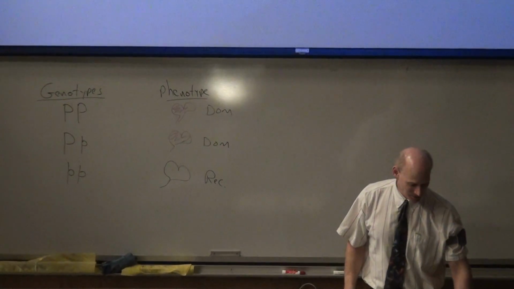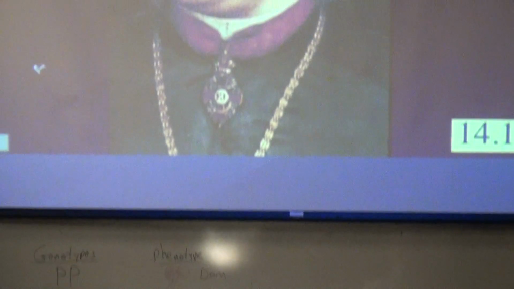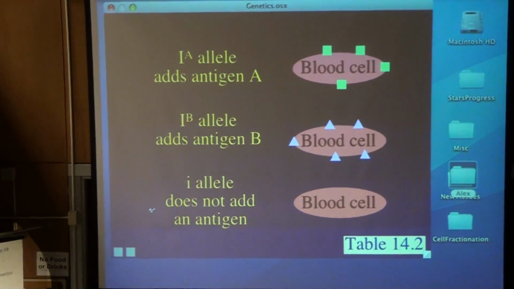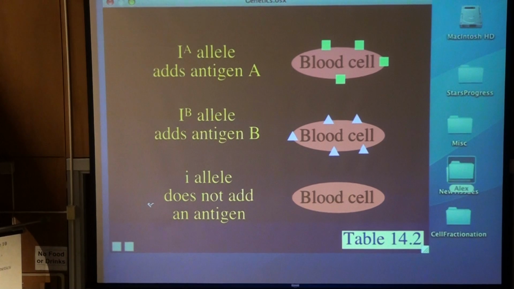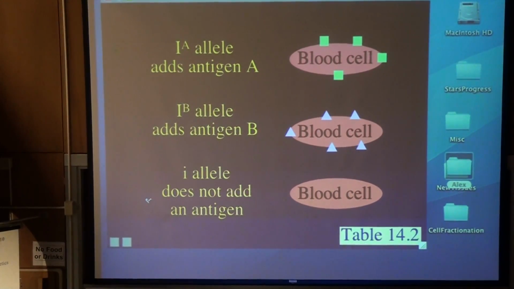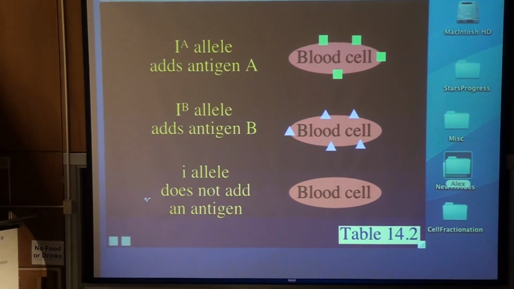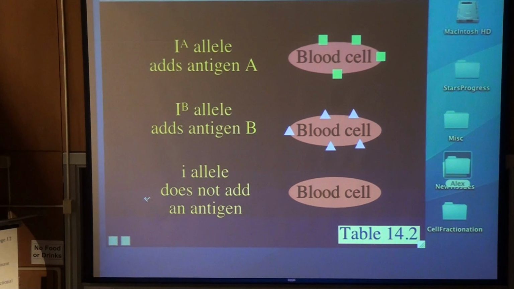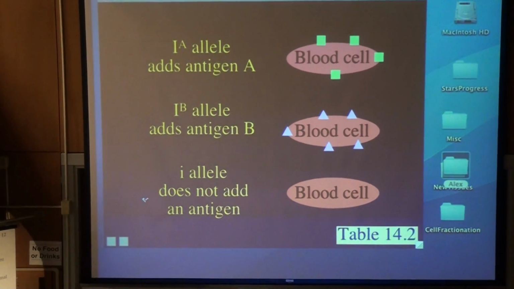Anyway, let's talk about codominance for a second. When Mendel was formulating his laws of genetics, he said there's only two alleles for each gene, one dominant and one recessive. In other words, there's only one dominant allele. What they found for some genes is that there can be more than one dominant allele.